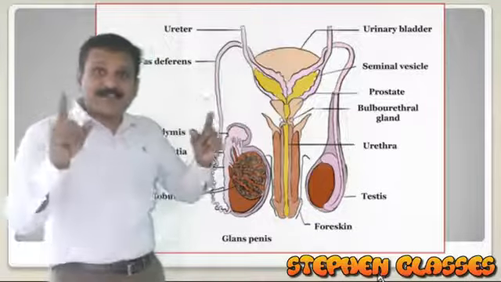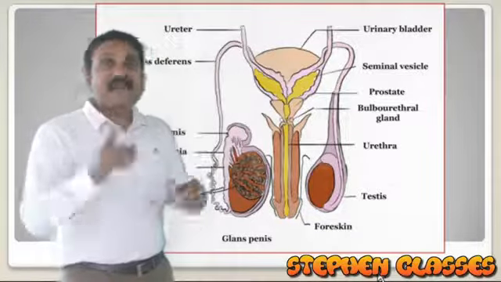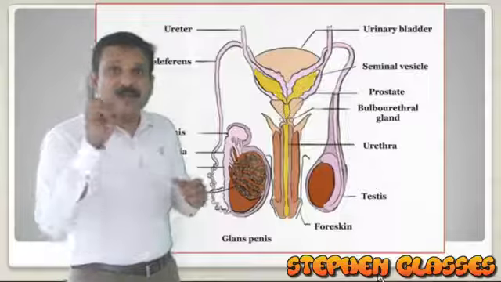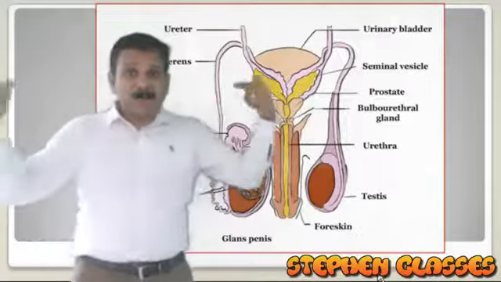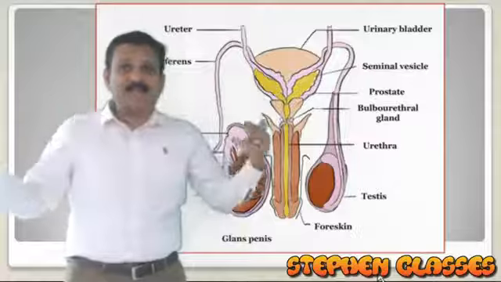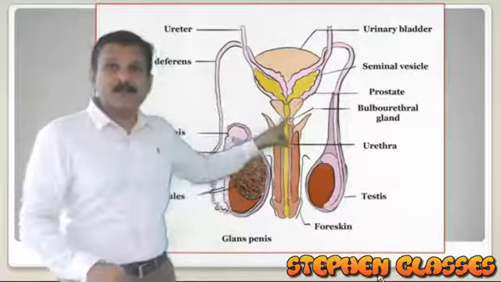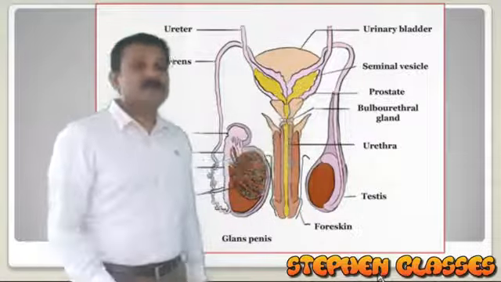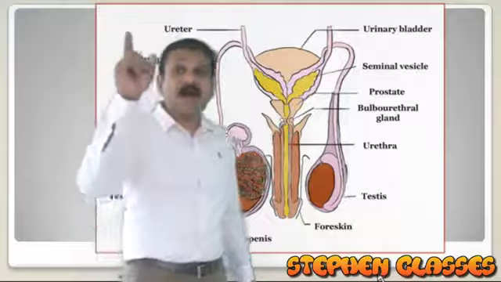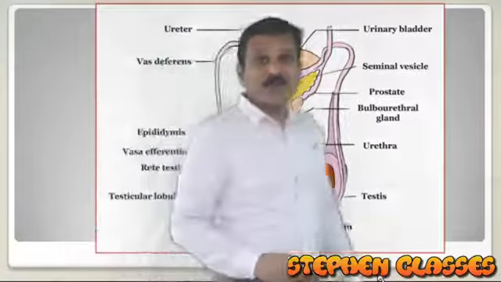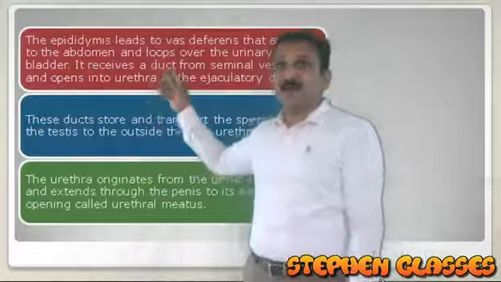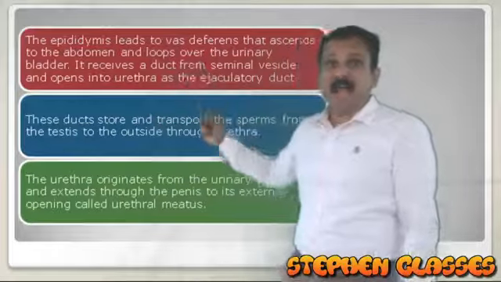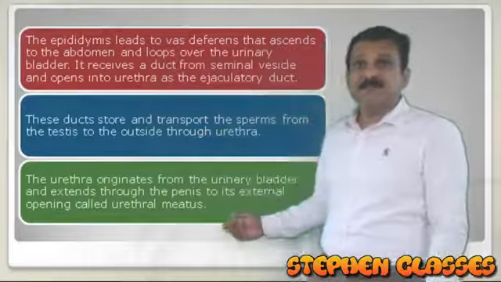So vas deferens loops over the urinary bladder, joins with a duct from the seminal vesicle, and after that it is called the ejaculatory duct. The ejaculatory ducts from two sides open into the urethra. Okay, so that is what happens in our duct system. To know more details, we have the explanation slide about the epididymis and vas deferens portions.